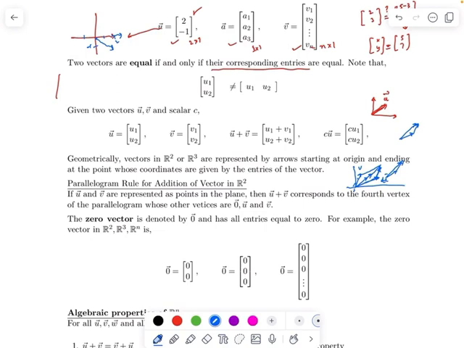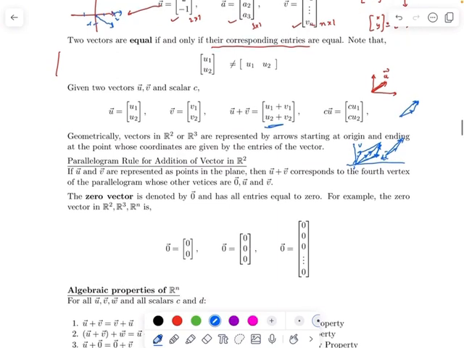This is the resultant, or you can think of it in terms of the parallelogram. So this is how we add vectors geometrically. Now physically or mathematically, we just add by adding the components or the corresponding entries of the vector.